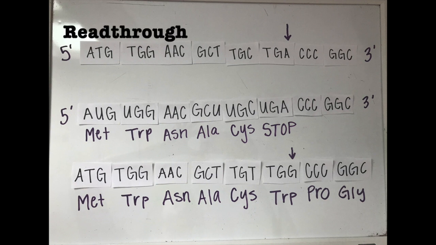This type of mutation occurs whenever the nucleotide change occurs within the stop codon and the new codon codes for an amino acid. This results in a longer protein chain. The codon TGA that originally coded for the stop codon is now TGG, which codes for the amino acid tryptophan. Now, translation continues, and CCC translates to proline, and GGC translates to the amino acid glycine. This is also an example of a transition mutation because the purine adenine is substituted by the purine guanine.